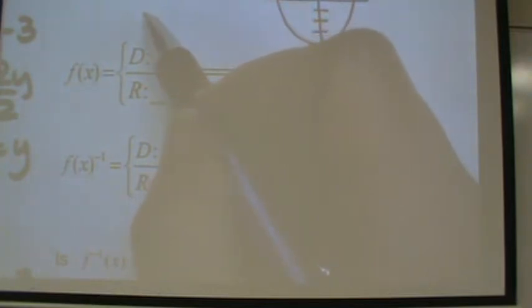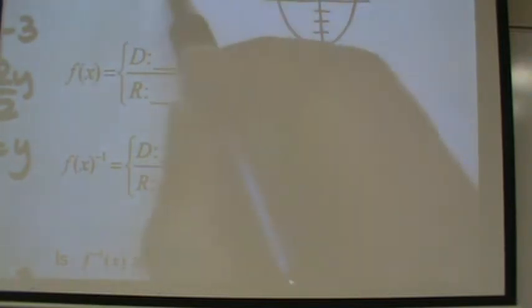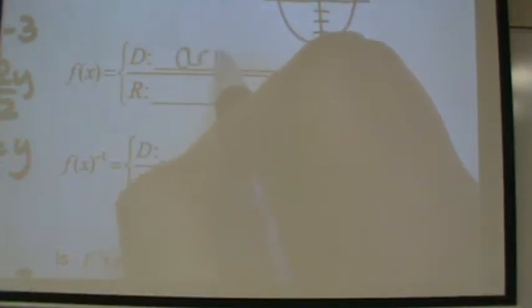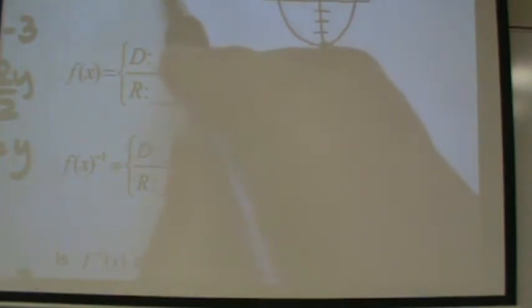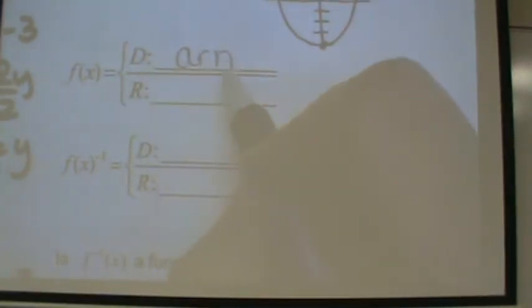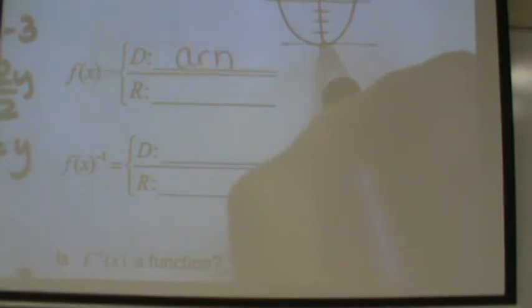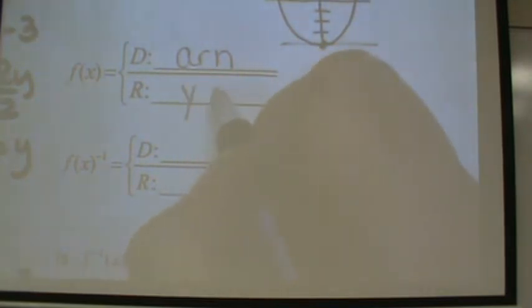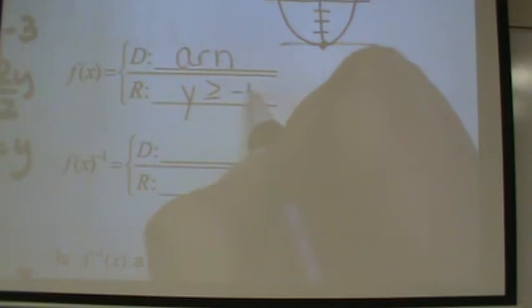Remember the domain is your x values. Is there any number that you can't square? What can't you square? You can't square a negative number? I can. -2 squared is 4. -3 squared. Is there any number you can't square? So what's your domain? All real numbers. For quadratics, the domain is all real numbers. How about the range? Since this graph is starting here and it's going up, what's the smallest y value? So we're going to say the range is greater than or equal to -4.